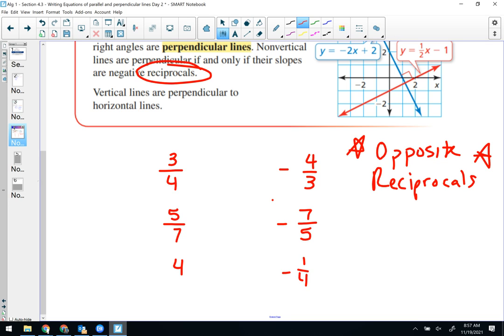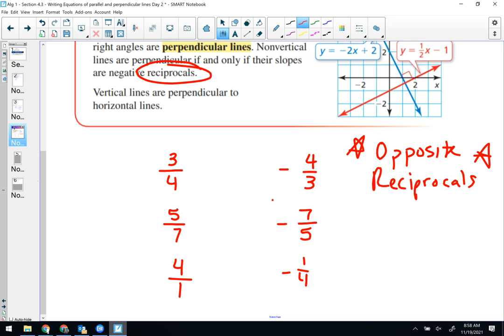Positive 3/4, negative 4/3. Positive 5/7, negative 7/5. Positive 4, negative 1/4. How are these reciprocals? Because if you flip 4/1, it turns into 1/4. Okay? So this is the pattern that you should see. If two lines are perpendicular, then you should see this happening in their slopes. So this is kind of a change from yesterday because yesterday, for two lines to be parallel, all you had to check was if it was the same slope. This requires just a little bit more thinking because it's not just the same number, they're opposite reciprocals.